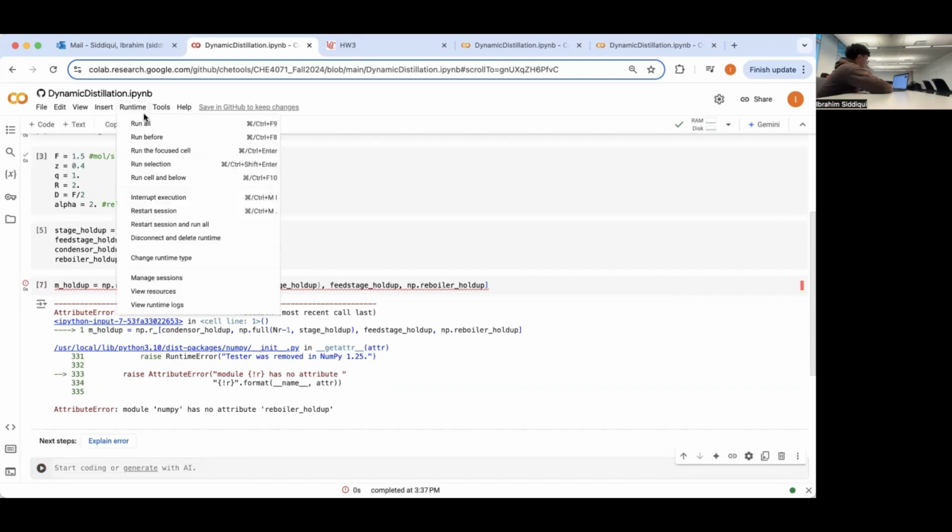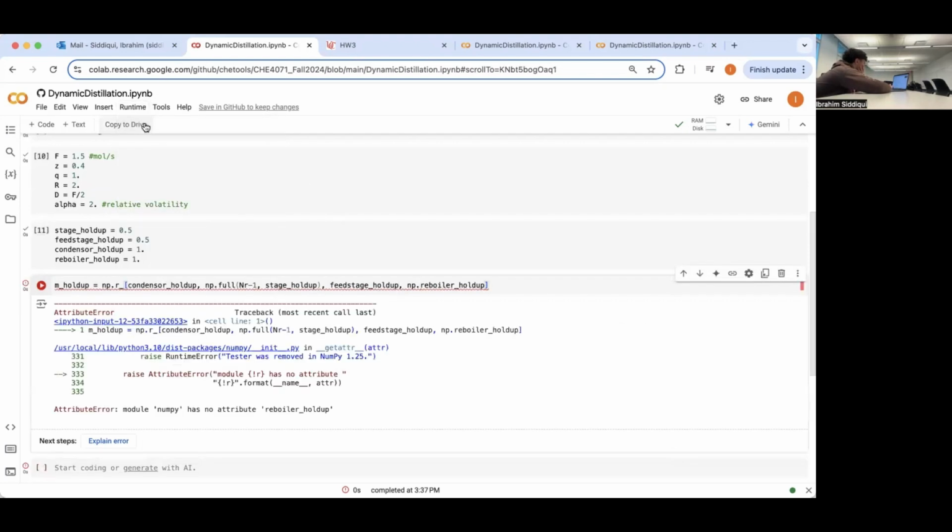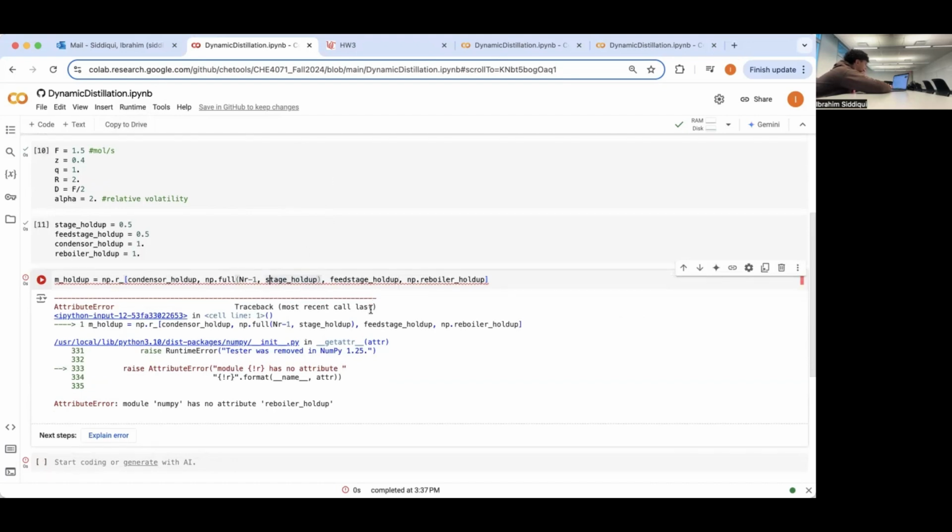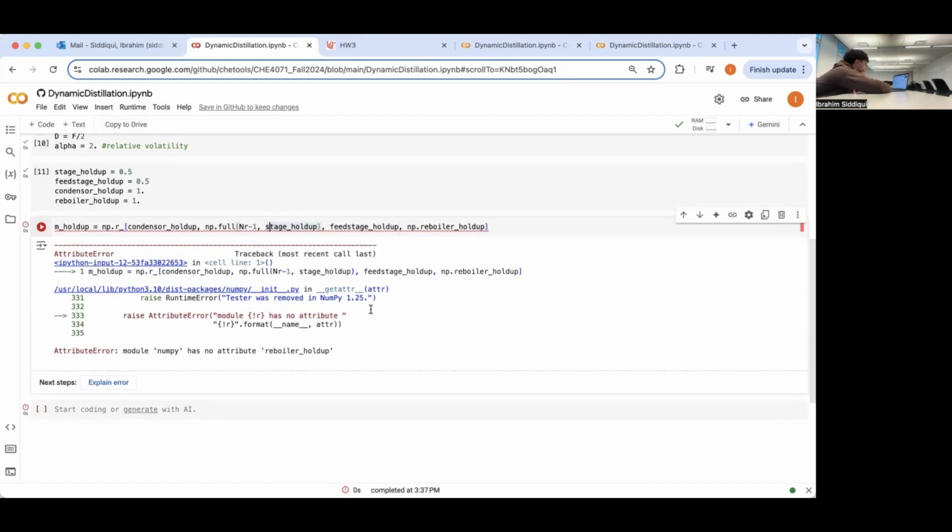Go ahead and run this all. Okay, not too sure what happened here, but we know that we have to initialize and define a holdup that we derived in the other part of our homework. Let's go ahead and move on from here.